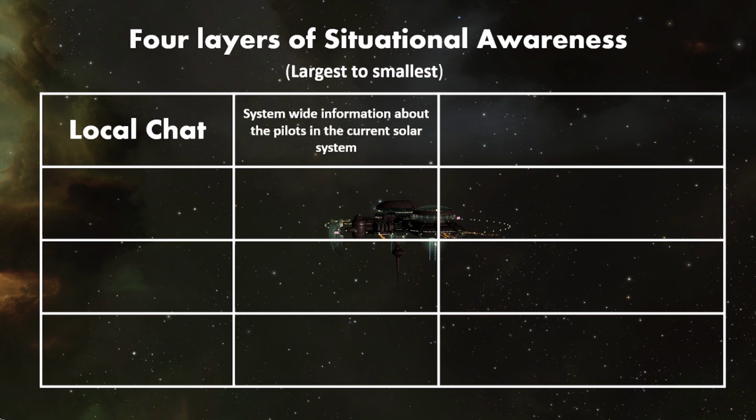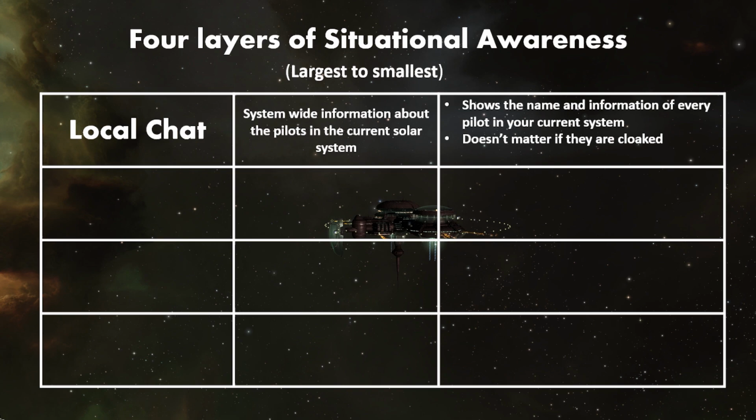This is some system-wide information about the pilots who are in the system with you. It shows their name, and you can click on their name and get some extra information about the pilot. So if they're in your system, they'll show up here. It doesn't matter if they are cloaked up. Sitting in a cloaked up ship, their name will still show in local chat.